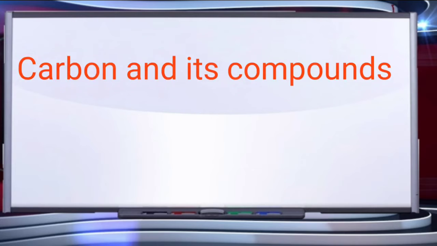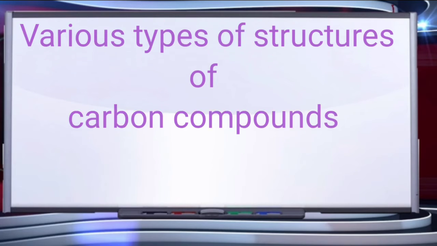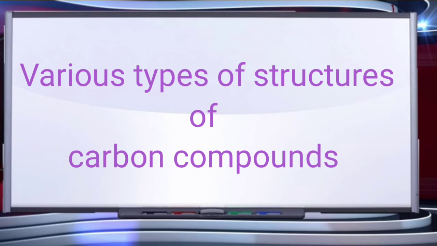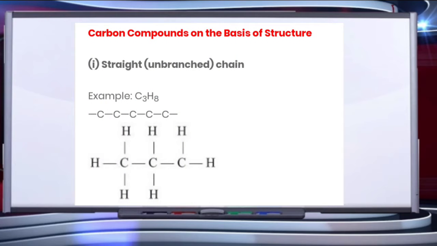As you all know, children, we are dealing with carbon compounds in chemistry, and in the last class we have discussed saturated and unsaturated hydrocarbons. In today's class, children, we are going to discuss various kinds of carbon compounds based on their structures. Then we will be talking about the functional groups and homologous series. So let's start with carbon compounds on the basis of structure.